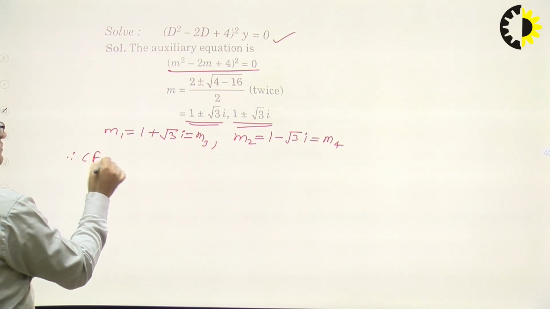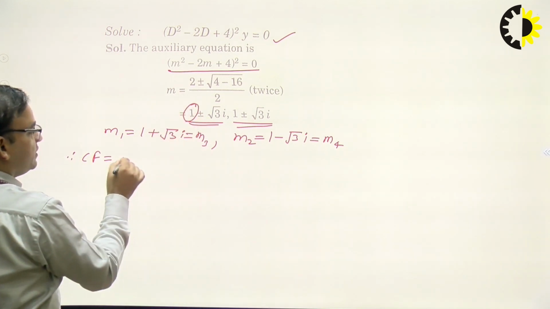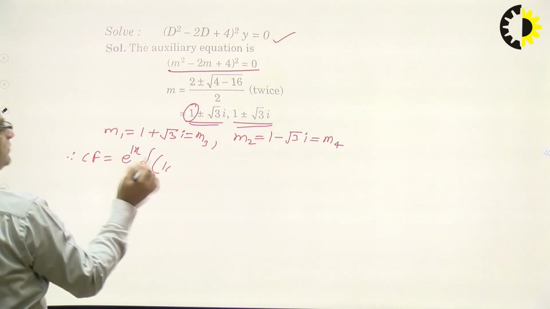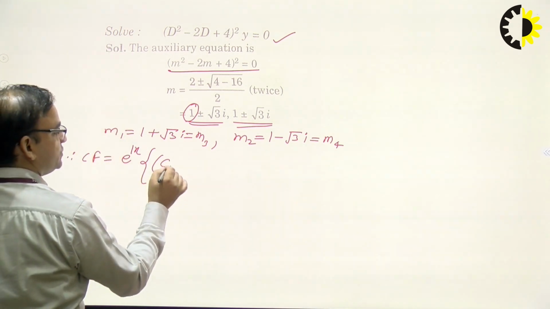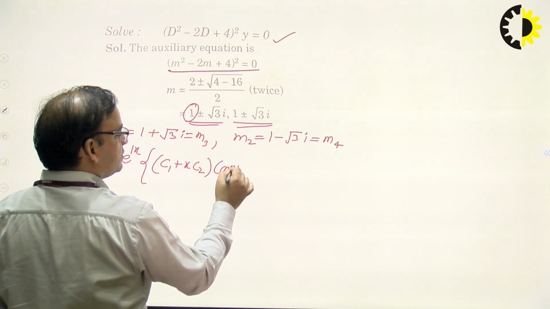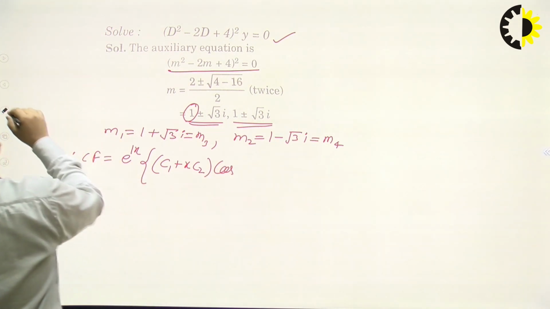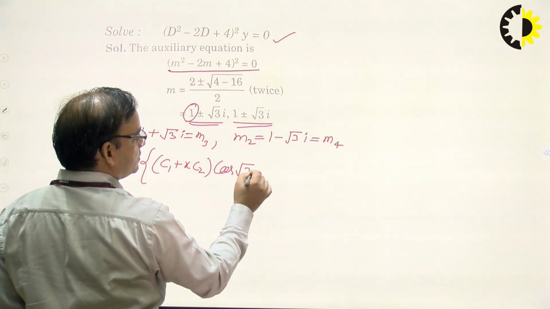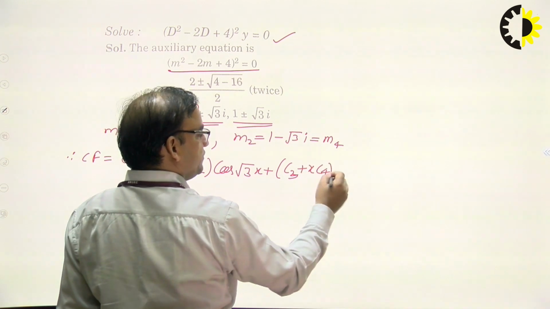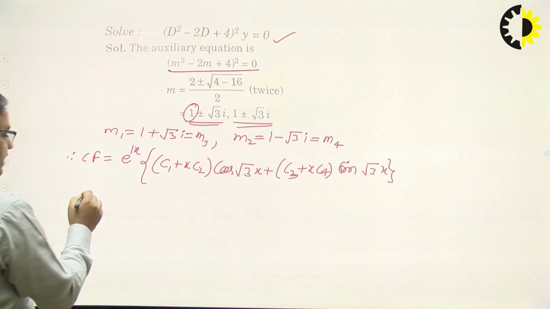Therefore, in this case, the CF is given by the real part first, e raised to power 1x, and in the bracket (c1 plus x c2) cos root 3x plus (c3 plus x c4) sin root 3x. This will be the CF.